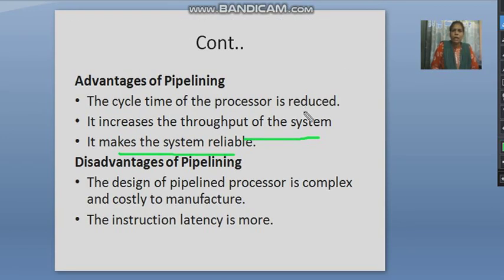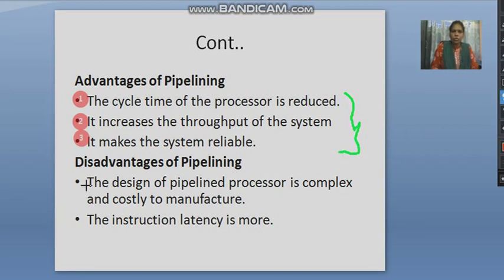Next are the advantages and disadvantages of pipelining. The first advantage is that the cycle time of the processor is reduced. It increases the throughput of the system. It makes the system reliable. So these are the three major advantages we can have by using the pipeline.